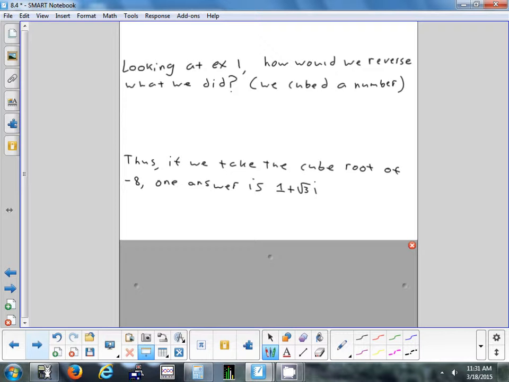So if you take the cube root of negative 8, one of the answers is the thing that we cubed, 1 plus root 3i. In fact, that's how you can prove something is a root of something. If I said to you, prove to me 3 is the square root of 9, take 3 and square it. If you get 9, then you just proved it. Okay? If I said, prove to me 5 is the square root of 25, take 5 and square it. If you get 25, you just prove to me that 5 is the square root of 25. Or at least one answer. Okay, there will be multiple answers.